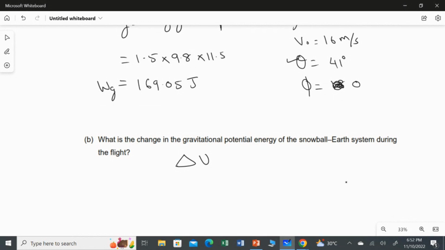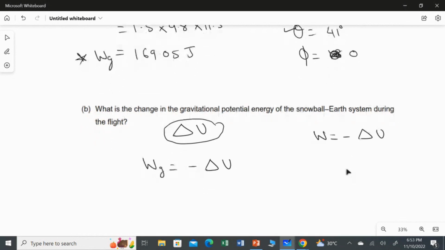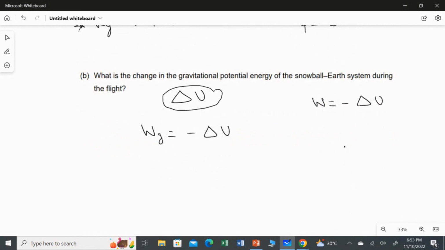the flight? And in the theory, we studied the rule: work done by the gravity is equal to the negative of change in potential energy, right? So now we are going to find the change in potential energy, but in the first part we already identified the work done by the gravity. Clear? So the work done by the gravity is equal to the negative of change in potential energy. Therefore, the change in potential energy is equal to the negative of work done by the gravity.